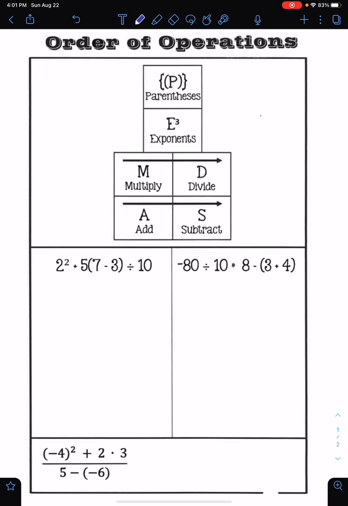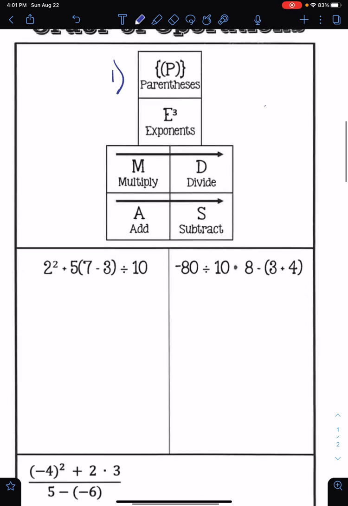The first thing we're going to do is parentheses, which include all grouping symbols, brackets, parentheses, working from the inside out. Step 2 is to do any of the exponents in our problem. Step 3 is to multiply and divide in order from left to right. That doesn't mean multiplying always comes before dividing. They are equally important, and you will do them in order from left to right. And the final step is to add or subtract from left to right.